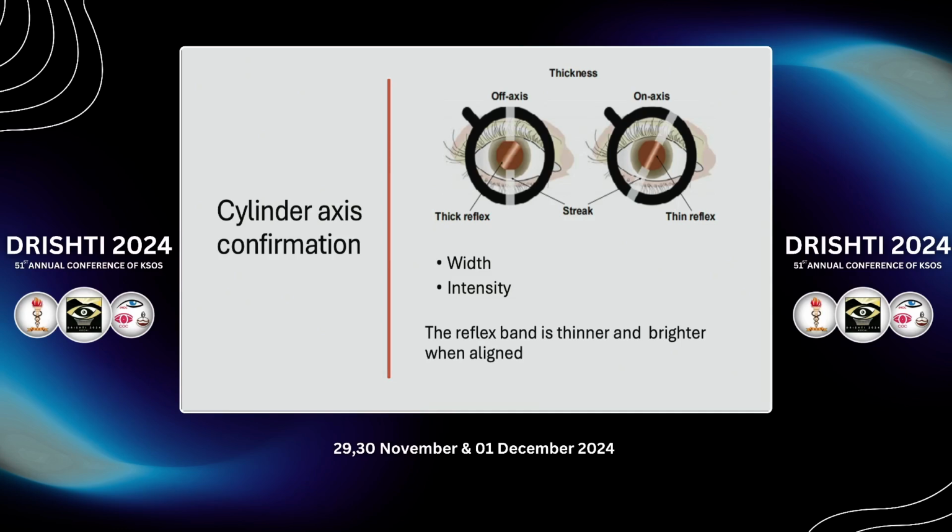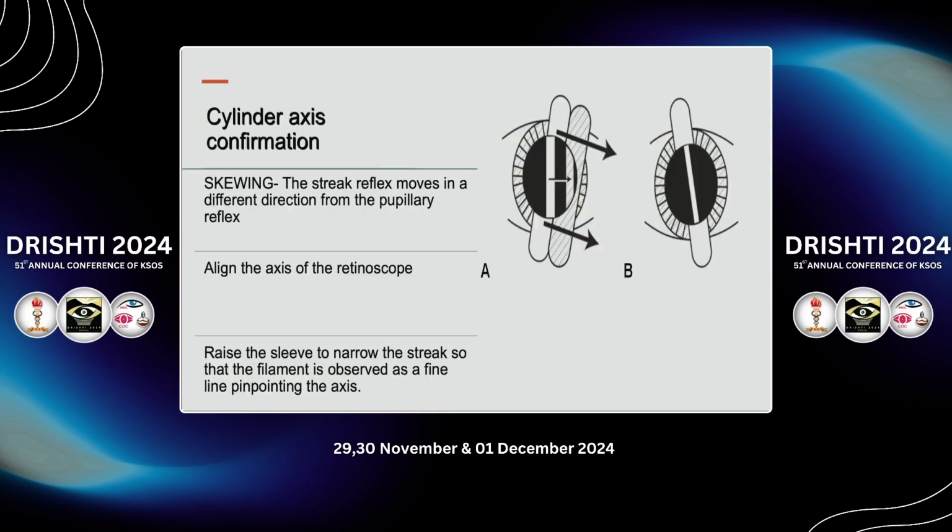So a reflex beam which is thinner and brighter tells you it is better aligned. Also skewing. Skewing is when the streak reflex moves in a different direction from the pupillary reflex. Okay, so that means it is not moving in the same direction. Then you align the axis of the retinoscope. Also in this you can use the concave mirror.